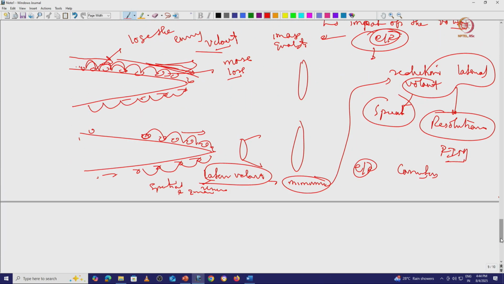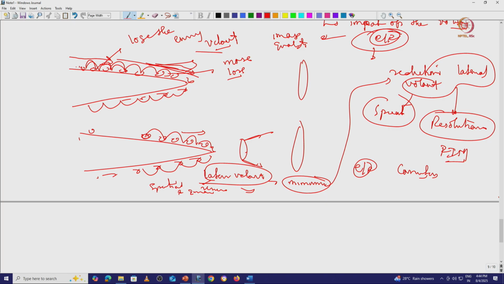Okay, so there is a difference. If there is a presence of an electrode, then due to the intense electric field, the spread in the lateral velocity will be minimum. But if there is no electrode, you can see that the spread in the lateral velocity will be much higher. So your resolution will be affected by this. Okay, so this lateral velocity increases the spot size.